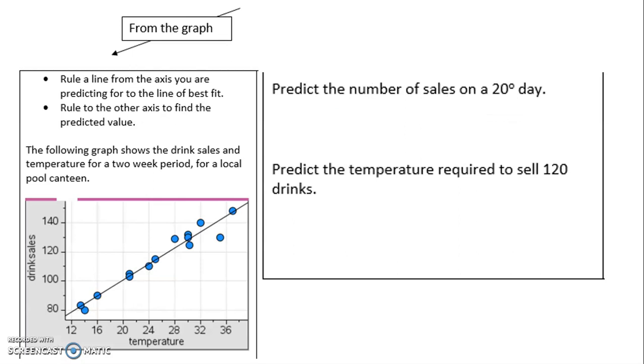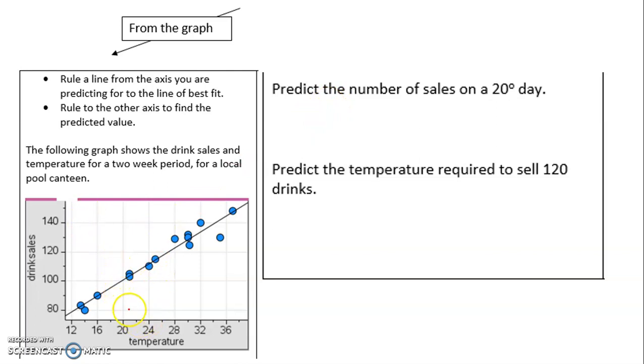If we're going from the graph, we're going to rule a line from the axis to where you are. Now, I can't use a ruler with this thing, so it's going to be as close as I can possibly get it. But you rule a line from the axes to the line of best fit, rule down or across to the other axis to find your predicted value. So the following graph is going to show drink sales and temperature for a 2-week period for a local pool canteen. Predict the number of sales for a 20-degree day.